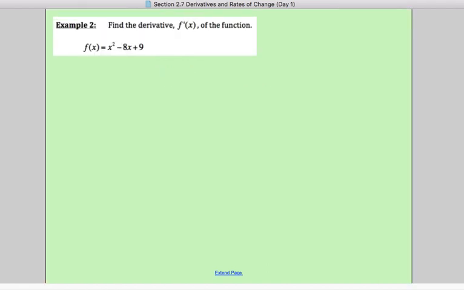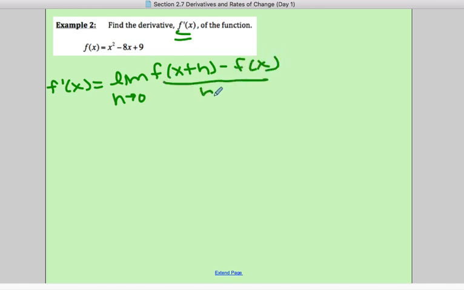Example 2 is another polynomial. Okay, and we're going to use x, and it says find f prime of x. Okay, so writing down my derivative notation. So my derivative of x is equal to my limit as h approaches 0 of f of x plus h minus f of x all over h. And now I'm going to go ahead and find f of x plus h.